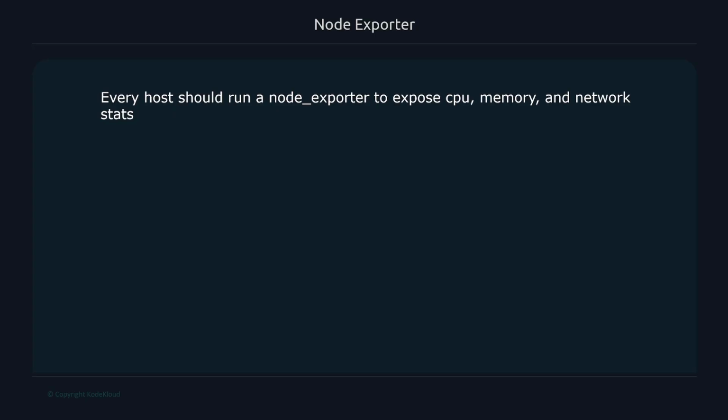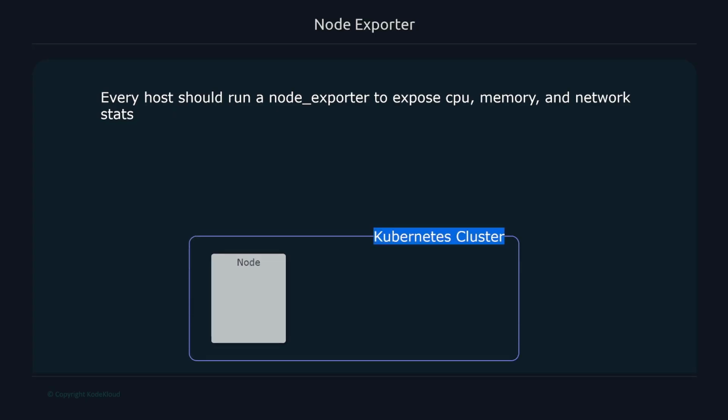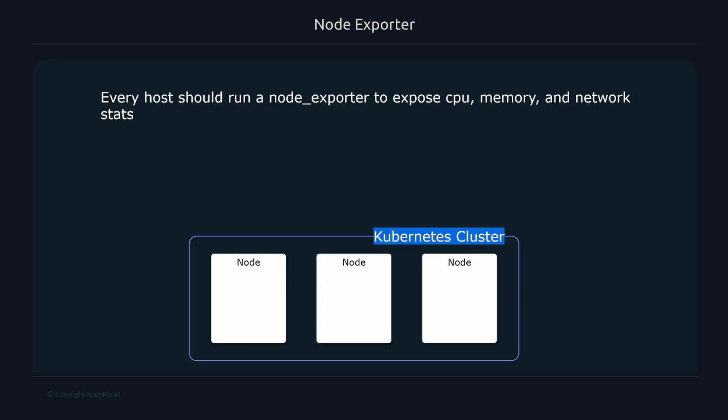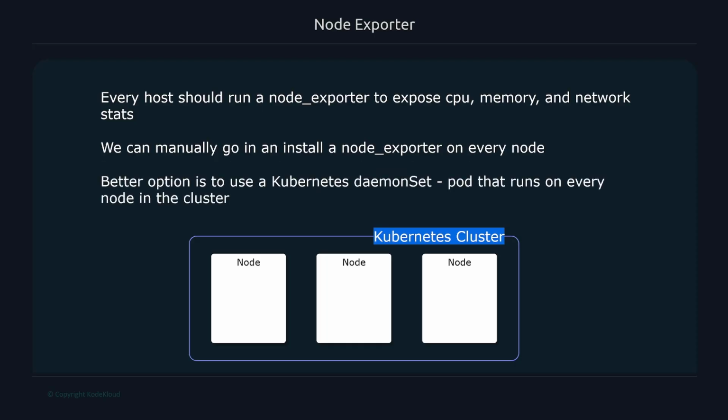Now, every host should run a node exporter so that it can expose CPU, memory, and network-related stats. And there's going to be a couple of ways of doing this. We can manually go in and install a node exporter on every node, or we could even go in and customize the base image of our node so it contains the node exporter process. But I think the better option is, since we are making use of Kubernetes, we can actually use a built-in concept called a Kubernetes daemon set.